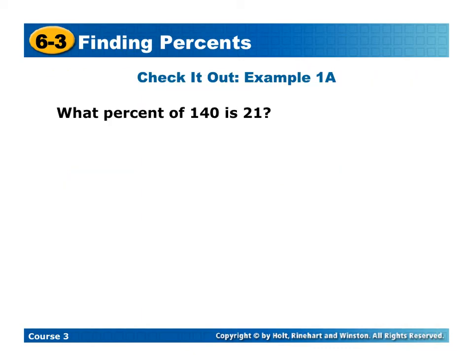So I want you to go ahead and pause the video, try this one out on your own. You can use either method, and then go ahead and restart the video to check your work. Now I'm going to show you with the proportion method first. So we're looking for the percent, so I'm going to have x over 100 is equal to our part, which in this case is going to be 21, over the whole. And if I look for that "of," that's usually the helpful indicator of what the whole is.